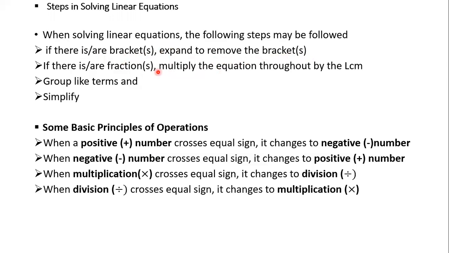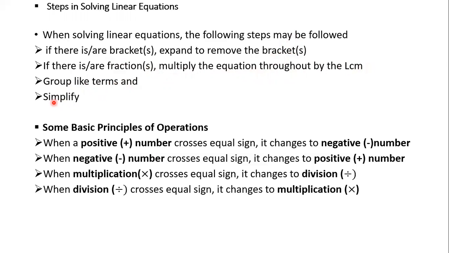Again, if you are also having fractions, now at times it becomes very difficult for you to work with the fractions. So when you are having a fraction in the linear equation, you can get rid of the fraction by multiplying all the terms of the equation by the LCM. So we find the LCM of the denominators and multiply each term of the equation by that LCM. So after you have done all this, you have removed the brackets, you have removed the fractions. Now we can group like terms. We group like terms. And now finally we simplify.